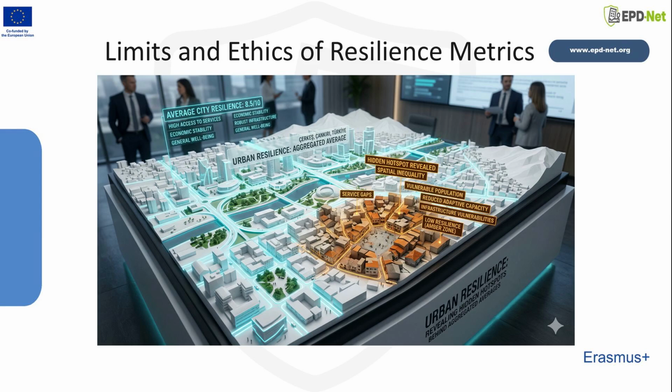Mixed methods are important. Quantitative indicators should be interpreted alongside local knowledge, stakeholder input, and qualitative understanding of place. The question "resilience for whom?" is especially important because it forces planners to confront distributional impacts and ethical trade-offs. A city can become more resilient on average while some groups remain exposed or excluded. Responsible resilience assessment therefore requires transparency, reflexivity, and an explicit commitment to equity.